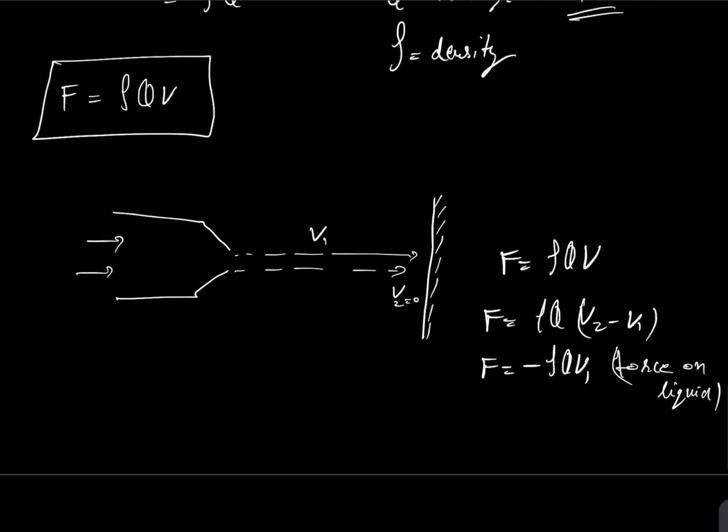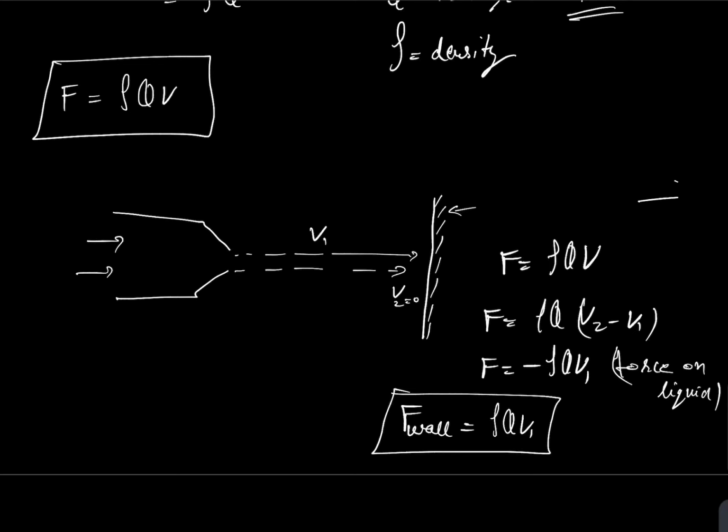However, if we want to calculate the force on the wall, that will be F on wall is equal to minus of this force. It will be equal to rho q v1. So I hope you get the feel of how the momentum equation is applied.